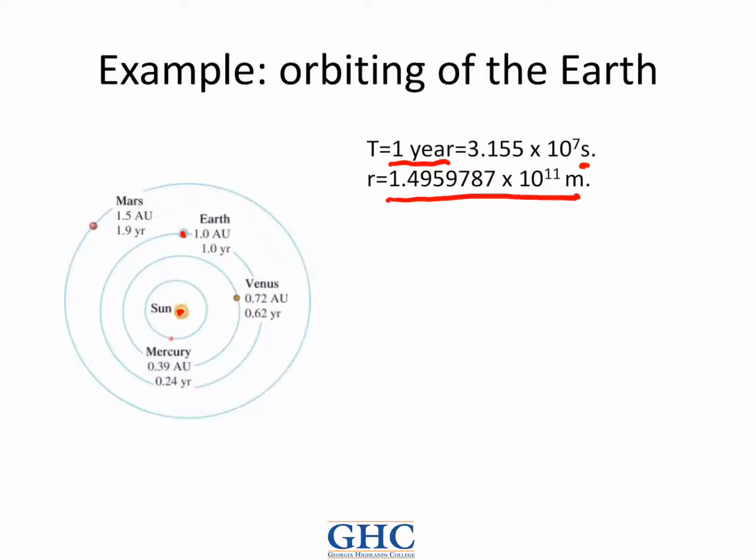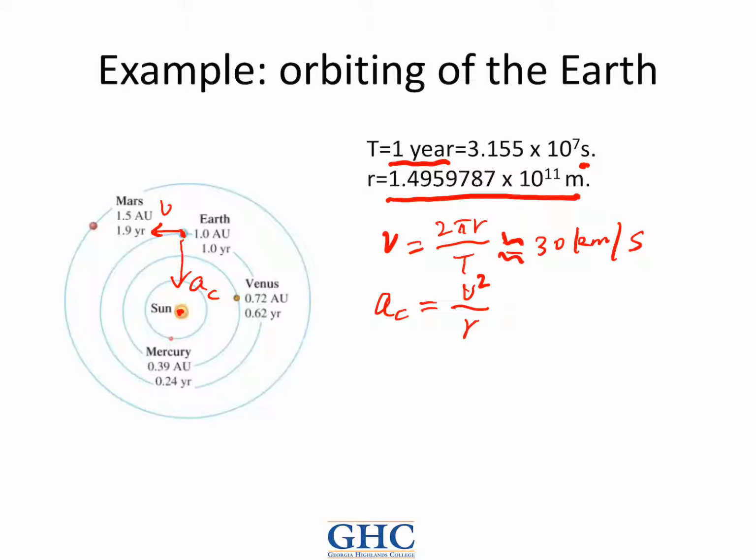So what would be the orbiting velocity of the Earth around the Sun? From what we discussed before, the velocity of the Earth should be 2 pi r over T. We plug in all the numbers, r and T, and we find the orbiting velocity of the Earth is roughly 30 kilometers per second. After we find the velocity, we can calculate the centripetal acceleration of the Earth, right? a_c of the Earth should point to the center of the motion, which is the Sun. a_c of the Earth is v squared over r, which turns out to be a very small number.